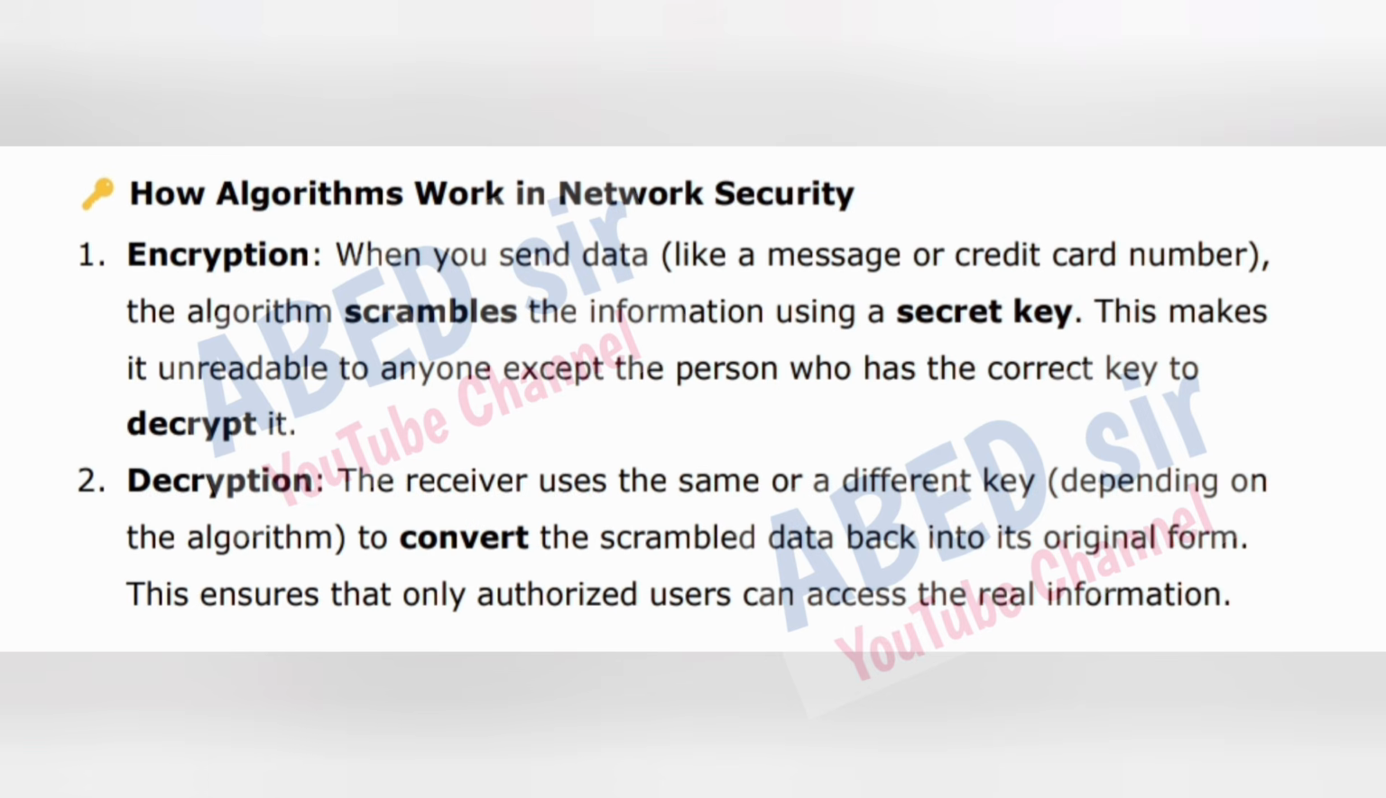How algorithms work in network security. 1. Encryption. When you send data, like a message or credit card number, the algorithm scrambles the information using a secret key. This makes it unreadable to anyone except the person who has the correct key to decrypt it. 2. Decryption. The receiver uses the same or a different key, depending on the algorithm, to convert the scrambled data back into its original form. This ensures that only authorized users can access the real information.